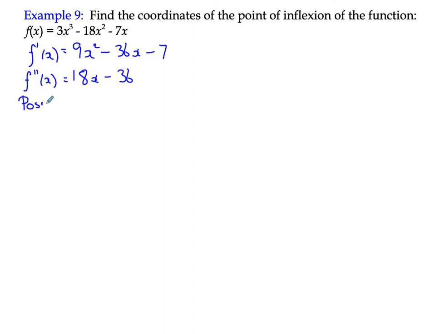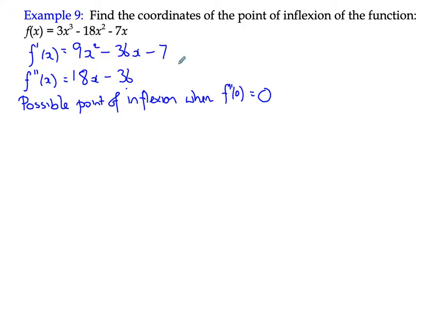Possible point of inflection, and you can use a C or an X in inflexion, when the second derivative is equal to 0. It's always good to state that particular fact, just as you would state that a stationary point exists when f dash x, or f prime x, equals 0. So you're stating a fact that we're looking for.